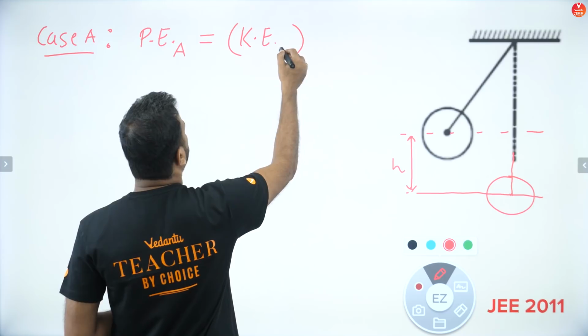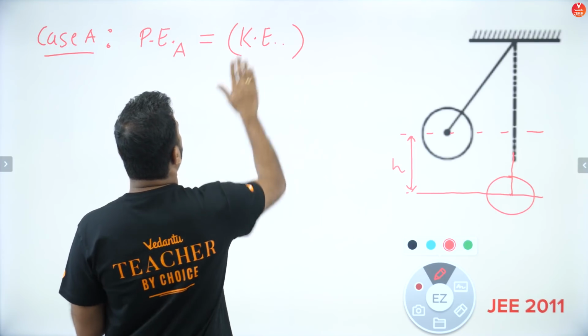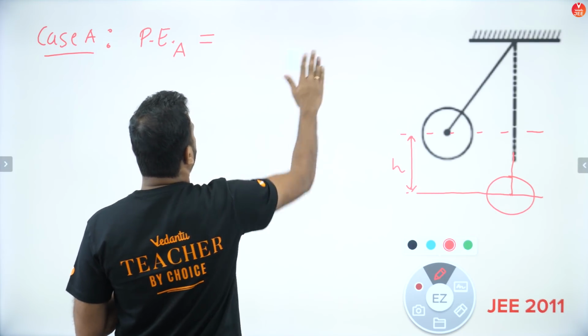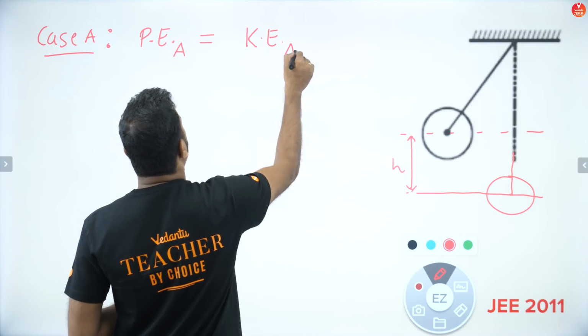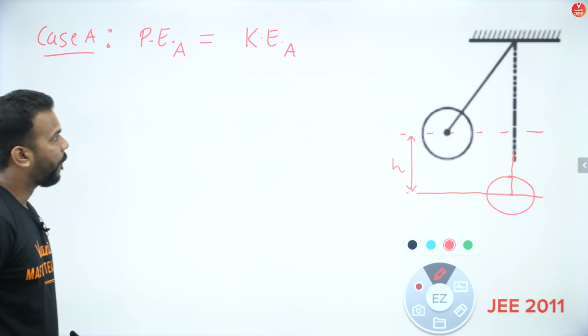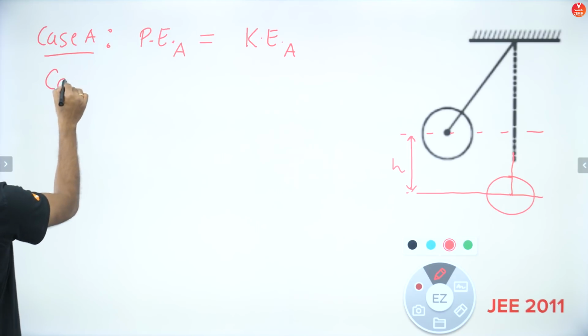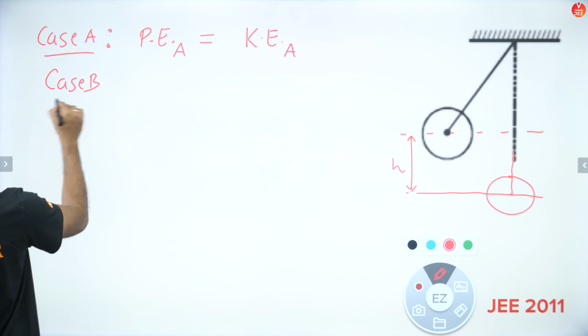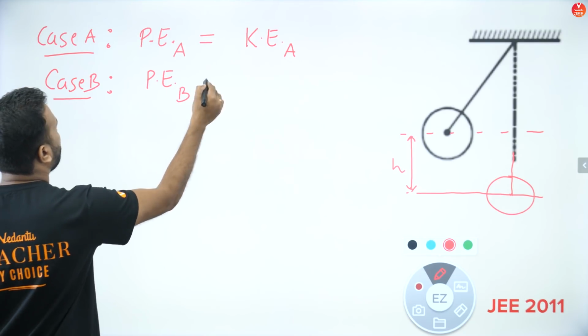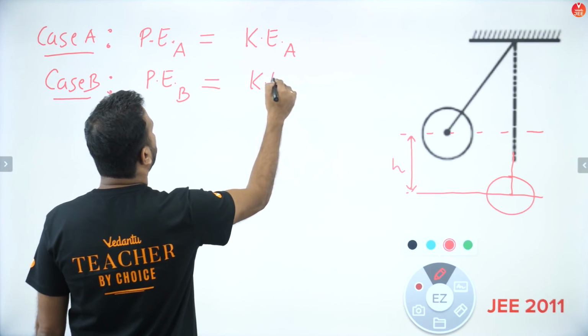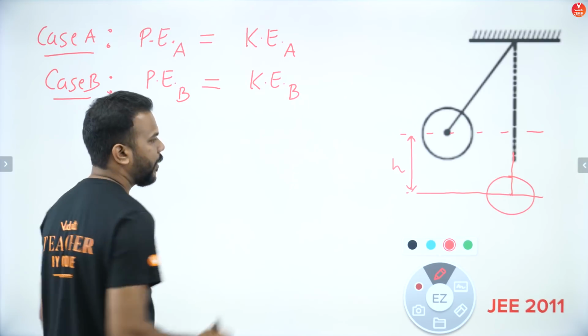Let's just say that it is going to be kinetic energy at A, and when we write it, let's not just call it translational, it is rotation energy. So as of now I'm just writing it as kinetic energy of A. When we speak about case B, the potential energy of case B will eventually convert into kinetic energy of B at this position.